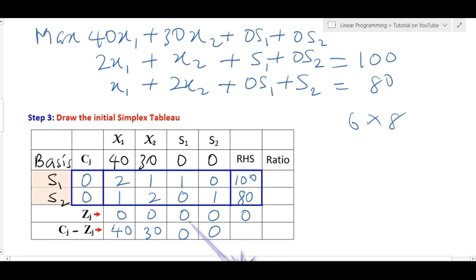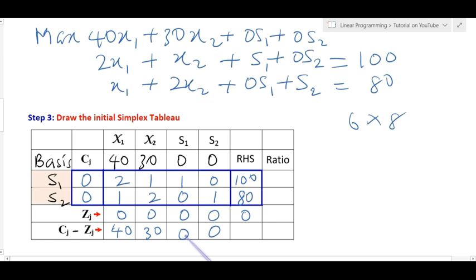How do you know whether the tableau is optimal or not? You look at the Cj minus Zj row. If the values are not all 0 or negative, it means it is not optimal yet. All the values here must be either 0 or negative. If they are greater than 0, then it's not optimal.